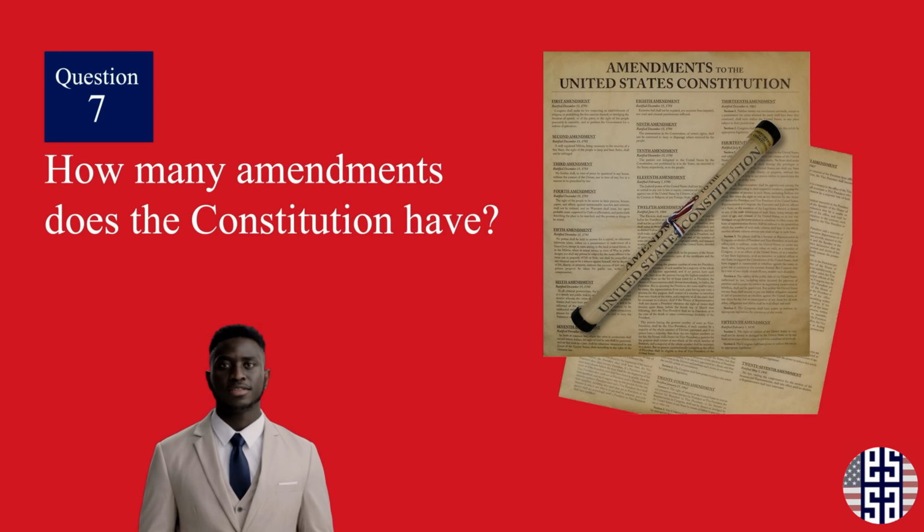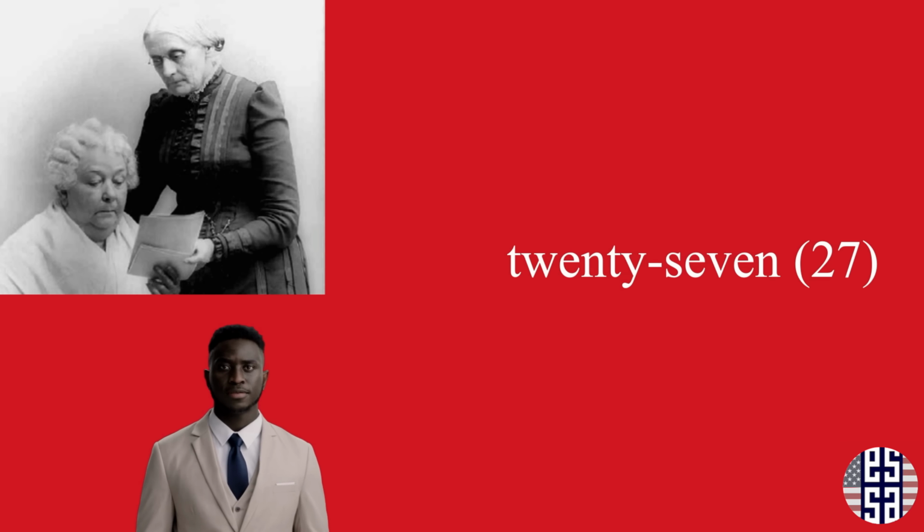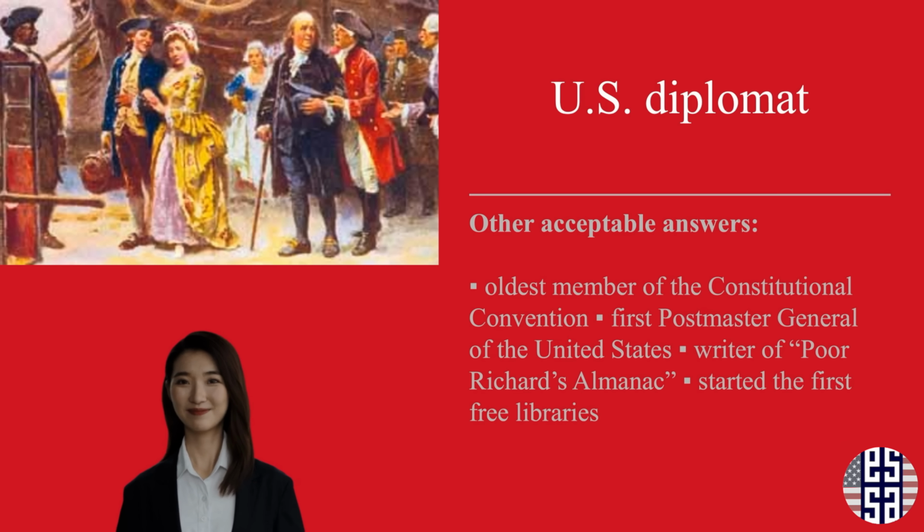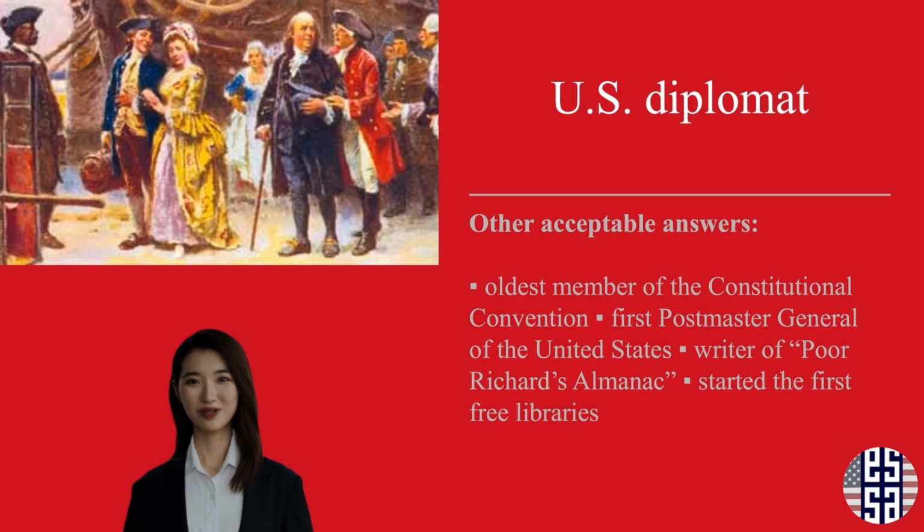How many amendments does the Constitution have? 27. What is one thing Benjamin Franklin is famous for? U.S. diplomat. Benjamin Franklin was a U.S. diplomat. There are a number of other acceptable answers such as oldest member of the Constitutional Convention, first Postmaster General of the United States, writer of Poor Richard's Almanac, and started the first free libraries. But it is easiest just to say, U.S. diplomat.